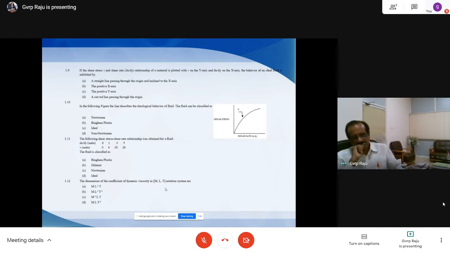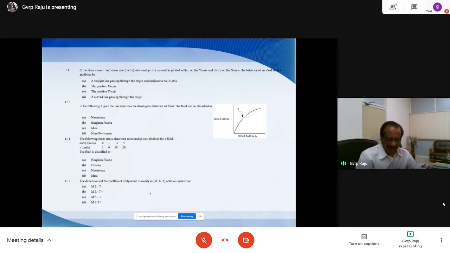Similarly, how will you write it for dynamic viscosity? For that, you need to remember the unit of dynamic viscosity. The unit of dynamic viscosity in the MKS system is kg force seconds by meter square. Then how will you use this in the MLT system? Because kg force is not M here, you have to convert kg force into mass.